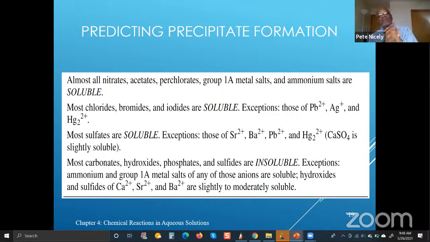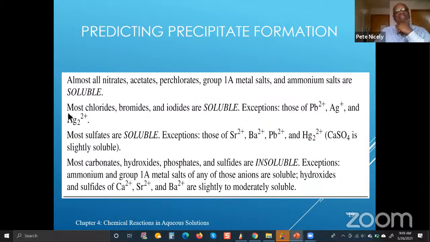Now, you don't need to memorize them. In fact, these rules are posted in Canvas in the list of tables, on one page, you'll see this particular chart, right? However, it's very important that you know how to use this particular chart. So for example, if you look at the first line here, it says that almost all nitrates, acetates, perchlorates, group 1A metal salts, and ammonium salts are soluble, right? So pretty much any compound that fits these criteria will be soluble in water.